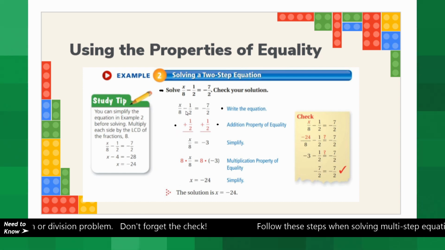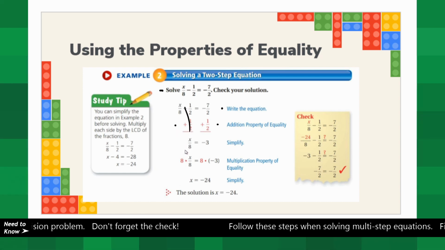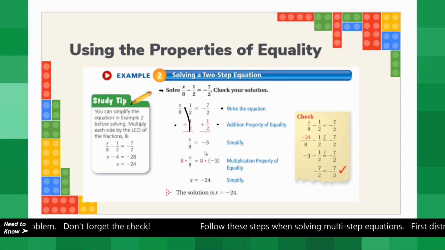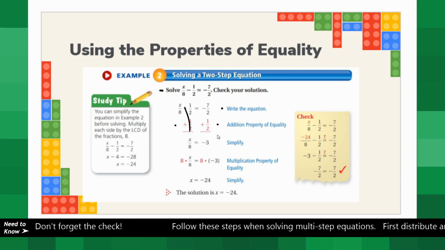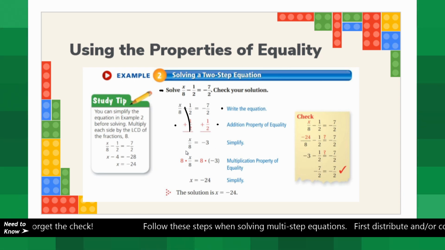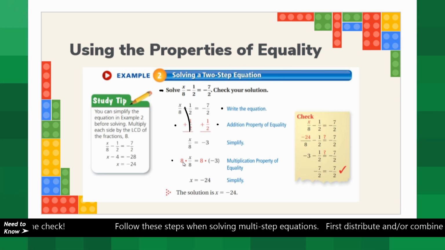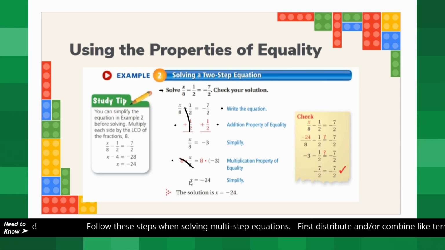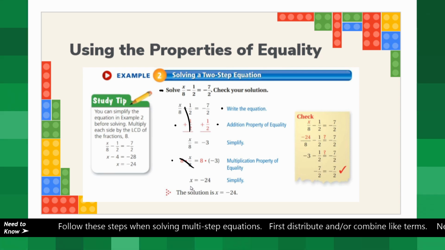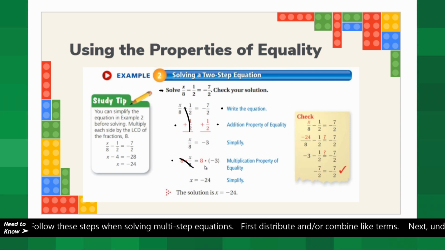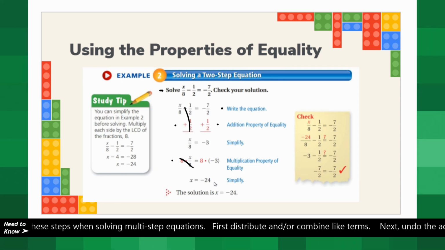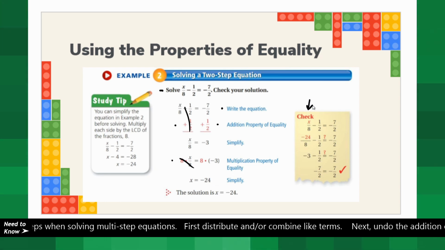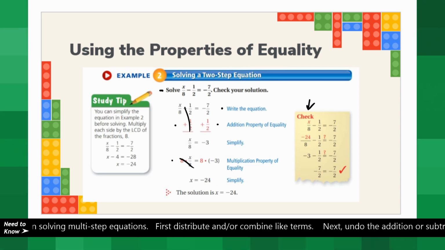Well, negative 1/2 and positive 1/2, that cancels out. That leaves me with x divided by 8. And negative 7/2 plus 1/2 equals a negative 3. Then I multiply both sides by 8 to cancel that out and leave me with x. Remember, my goal is to isolate the variable. And then I do 8 times negative 3 is a negative 24. Then you substitute it back in and complete the check.